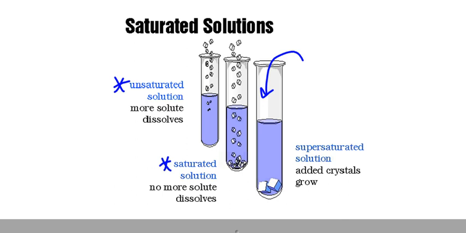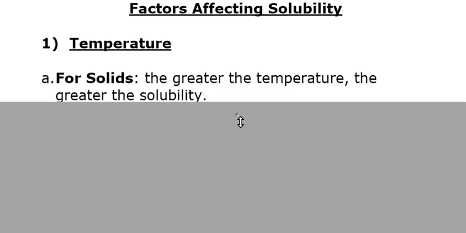So what are some factors that affect solubility? The biggest one here is temperature. Temperature is a huge factor when it comes to dissolving a solute in a solvent, but you have to be careful for the state that you're looking at. So let's look at a few different scenarios.